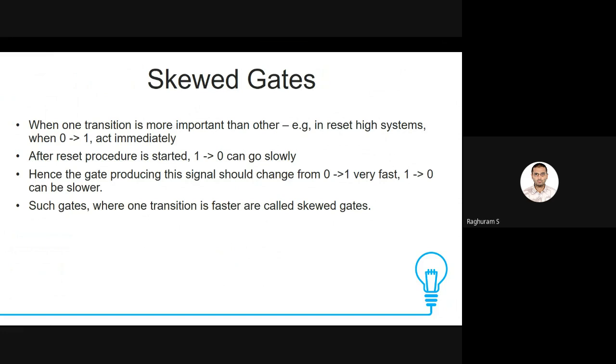Suppose some inverter, some NAND gate is responsible for generating this signal. The 0 to 1 transition where the reset signal is being generated should become very fast. But 1 to 0 doesn't have to be so fast, because already we have taken care of the emergency, and slowly we can make it from 1 to 0. So in this case, we will design the gate to be a high skew gate. What is the meaning of high skew? We are favoring the high transition, that is 0 to 1 transition, with respect to the low transition.